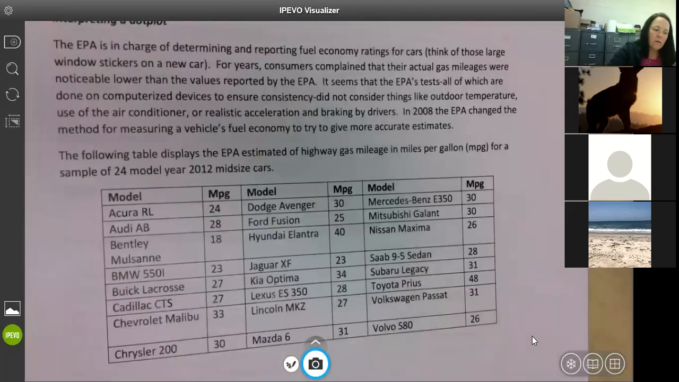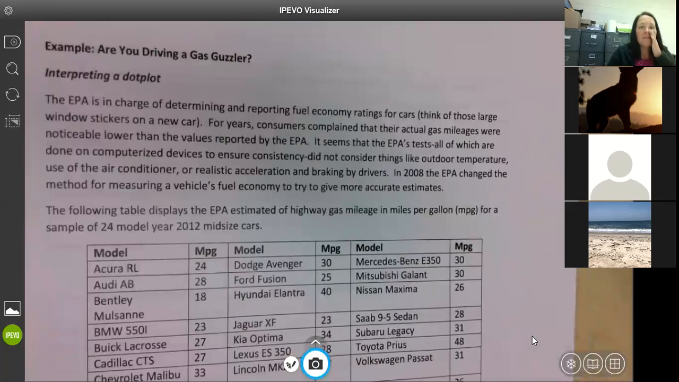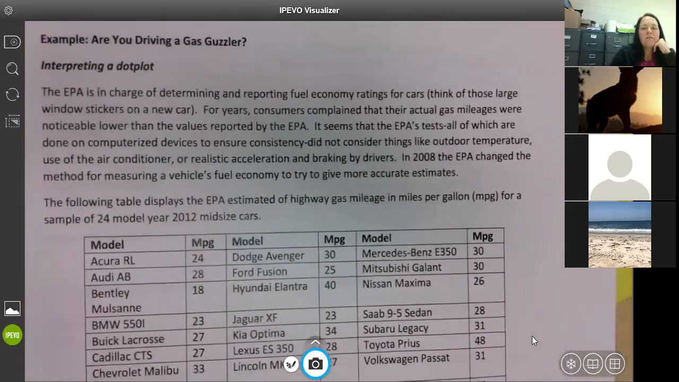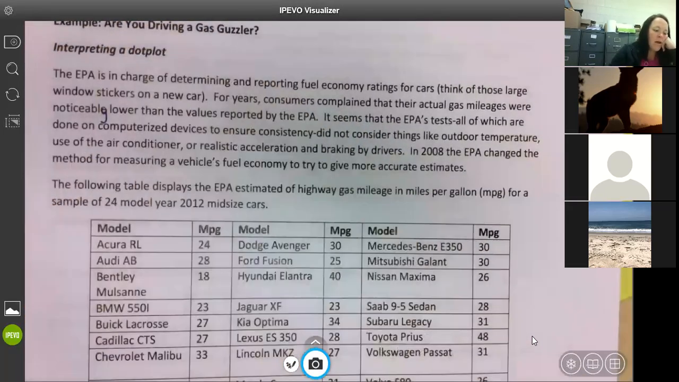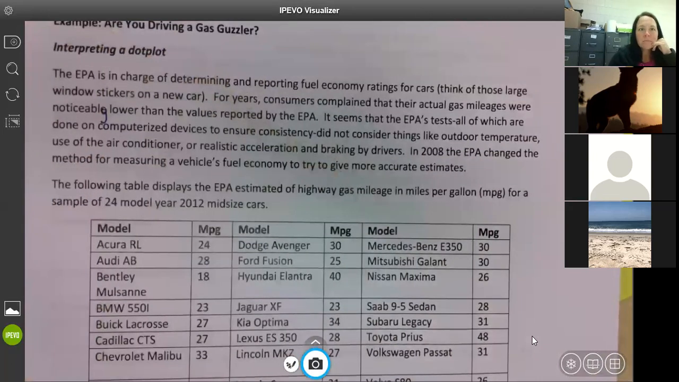All right. So, interpreting a dot plot. The EPA is in charge of determining and reporting fuel economy ratings for cars. Think of those large window stickers on a new car. I don't know if you guys have ever seen those or not. For years, consumers complained that their actual gas mileages were noticeably lower than the values reported by the EPA. It seems that the EPA's tests, all of which are done on computerized devices to ensure consistency, did not register or consider things like outdoor temperature, use of air conditioner, or realistic acceleration and braking by drivers. In 2008, the EPA changed the method for measuring a vehicle's fuel economy to try to give more accurate estimates. Now, that really doesn't have anything to do with it. It just gives you background.